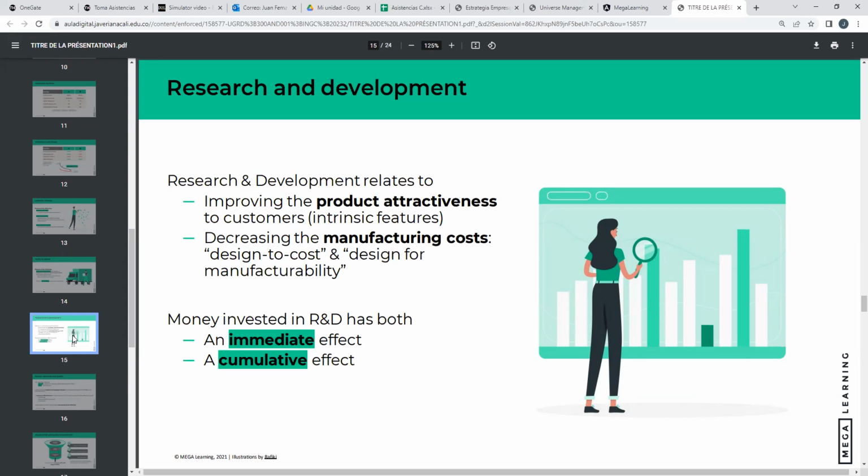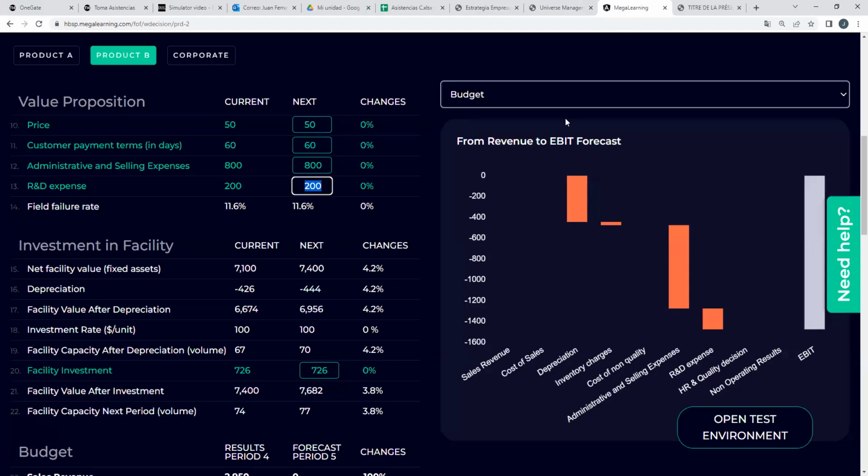So do not interrupt. For example, in this period, I'm not going to spend so much money in R&D because I want to reduce cost. When you are doing that, you are stopping the cumulative effect. So this is the R&D. For example, I would like to invest more in R&D, and I would put $220 instead of 200. This is a 10% increase.